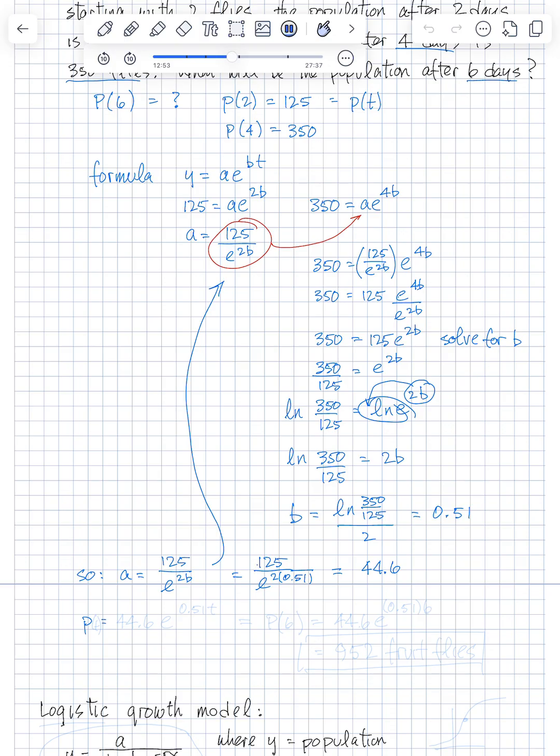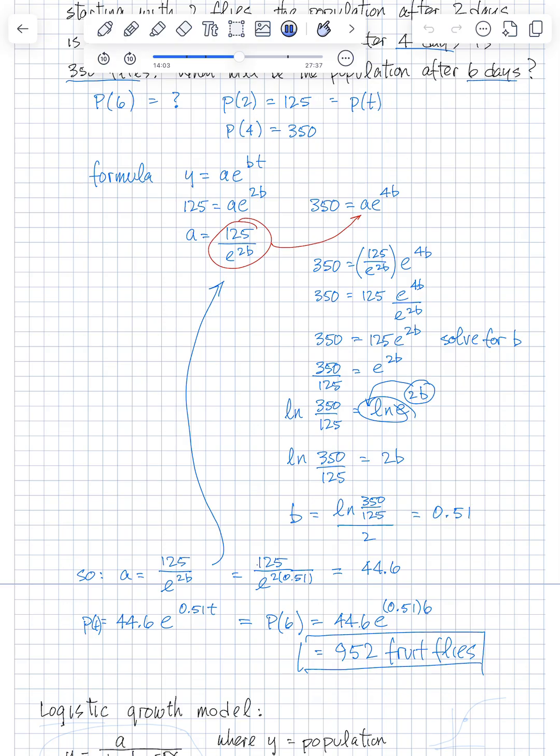So finally, we go back to our original equation. P is equal to A, which is 44.6, e to the BT, which is 0.51T. And this is P of T. So if we want it after 6 days, P of 6 is equal to 44.6 e to the 0.51 times 6, and that gives us a value of roughly 952 fruit flies after 6 days. So these guys have been busy.